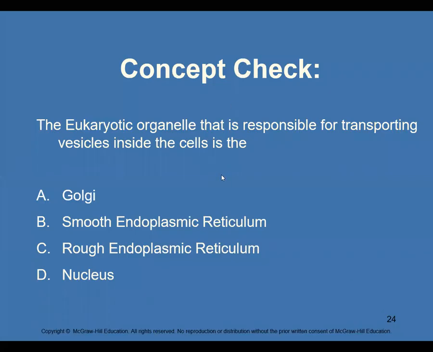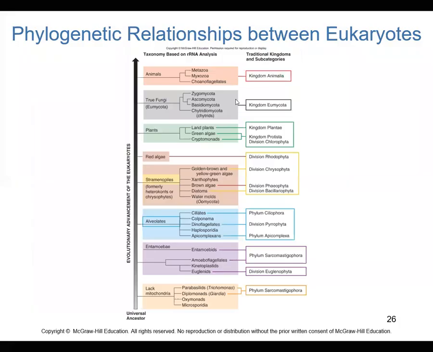All right, our next check. The eukaryotic organelle that is responsible for transporting vesicles inside the cell. This one is the Golgi for transporting in. Remember, rough ER makes proteins, it goes there, gets packaged, and then either moves it to other organelles or outside of the cell.